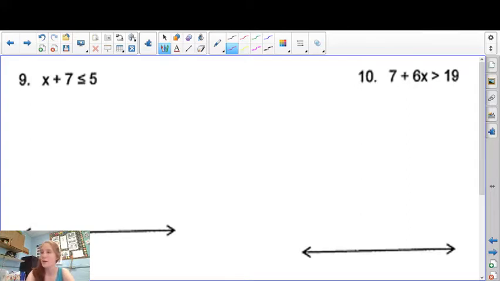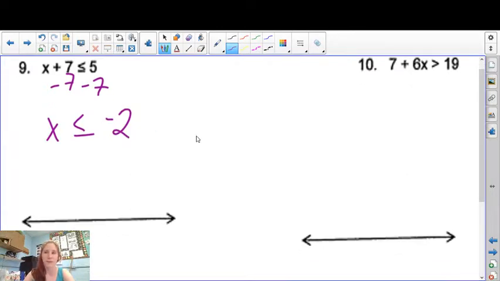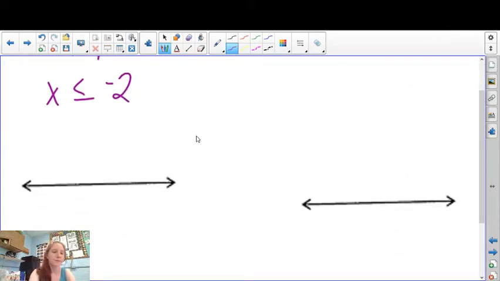Same idea. Let's start with undoing our addition or subtraction. So first I subtract by 7. Since I've done a subtraction, I haven't done a division, I don't change my sign. So 5 minus 7 is -2. So here's 0, here's -2. Filled in dot because it's equal to, and I shade to the left.